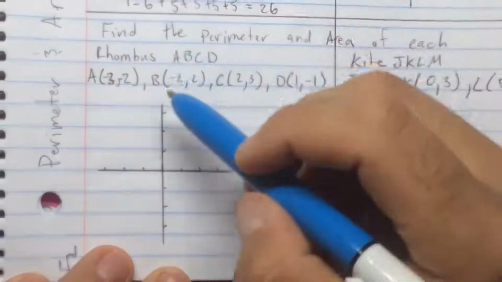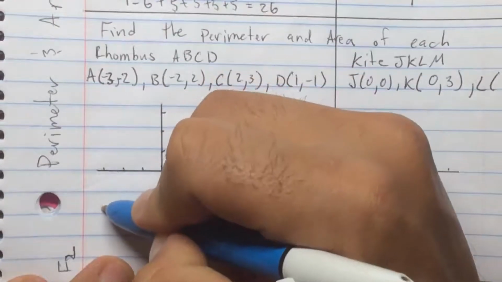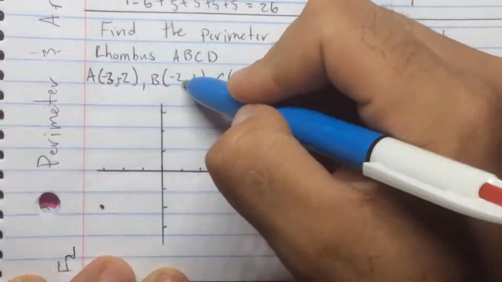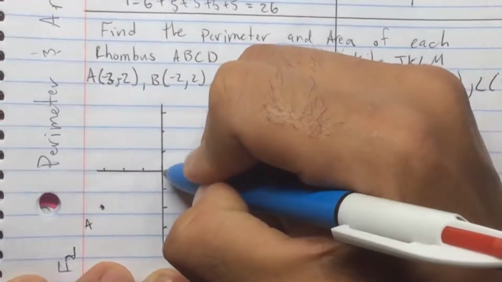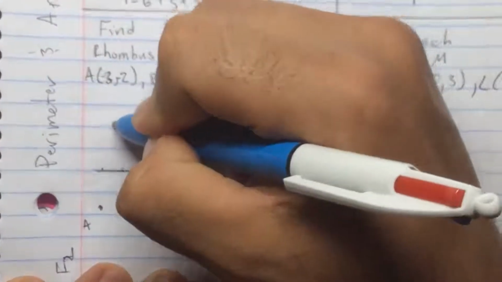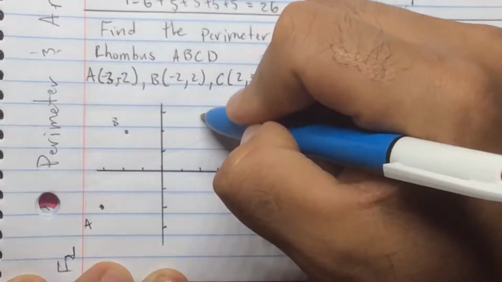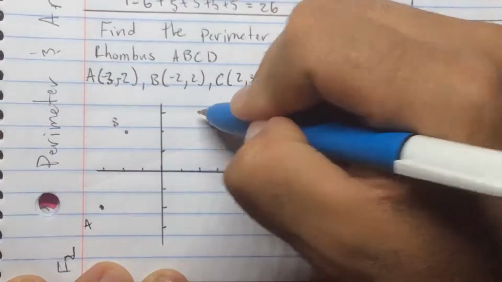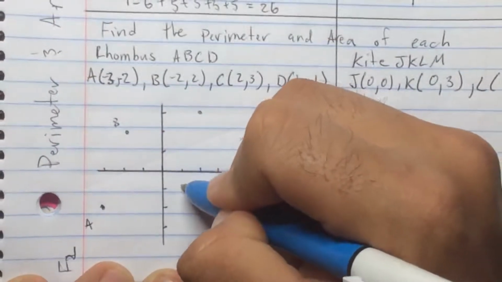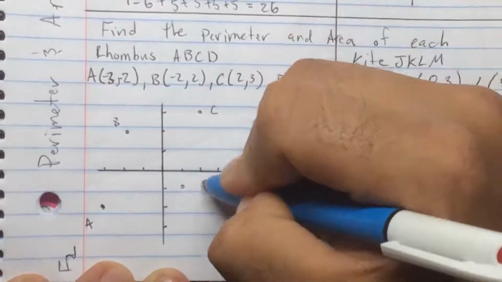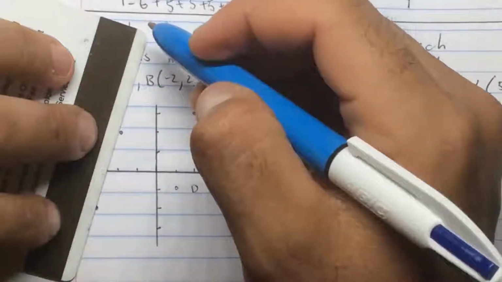So we have -3, -2. Then we have -2, 2. Oh, sorry, this is A. -2, 2 is B. 2, 3 is C. And 1, -1 is our D. So I'm going to go ahead and draw these out. I haven't done one in red, so I'm going to do this one in red.